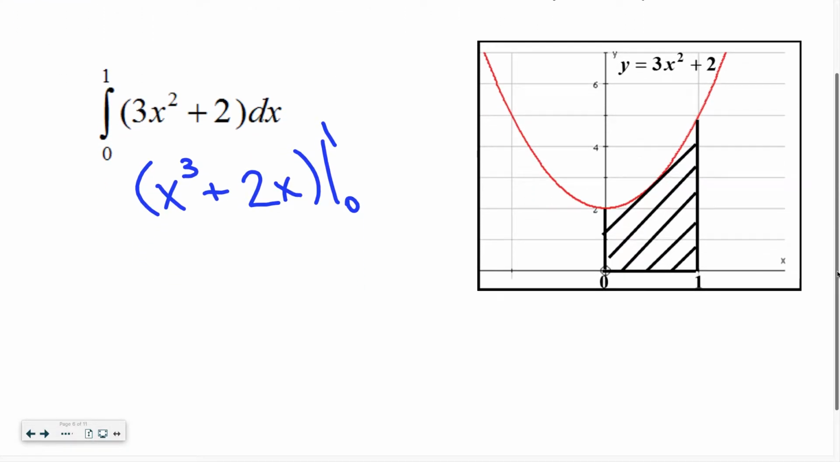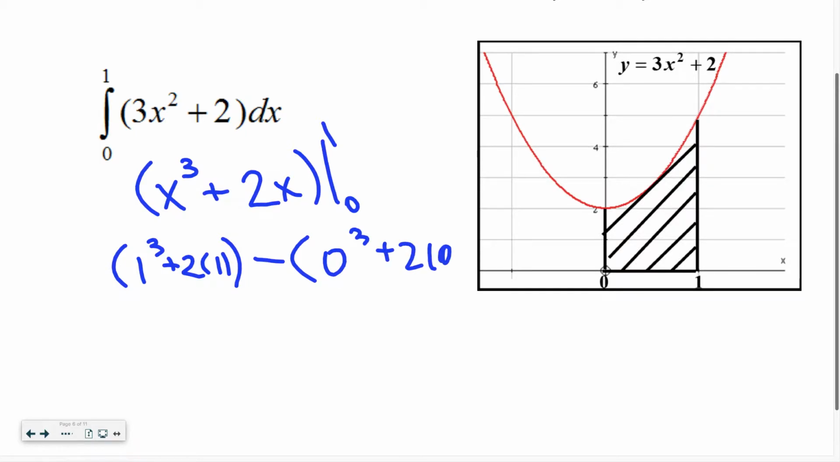So what we're going to do is plug in the top number first, 1 cubed plus 2 times 1. And then we'll subtract the bottom limit of integration. For a grand total of... Math 9 will verify that that is the correct answer.